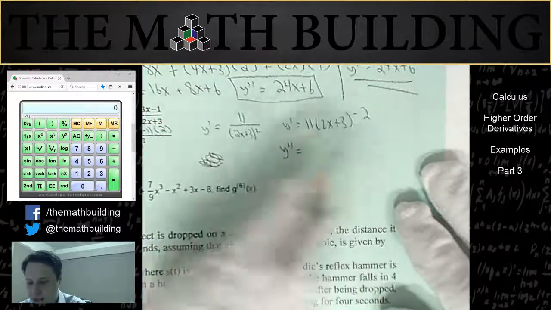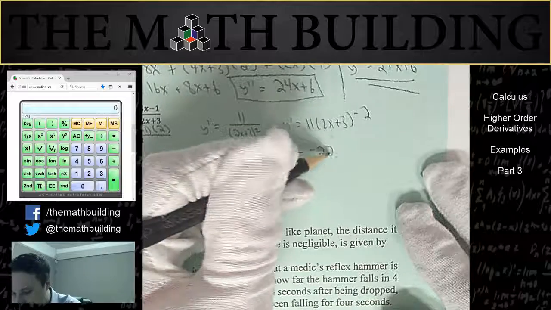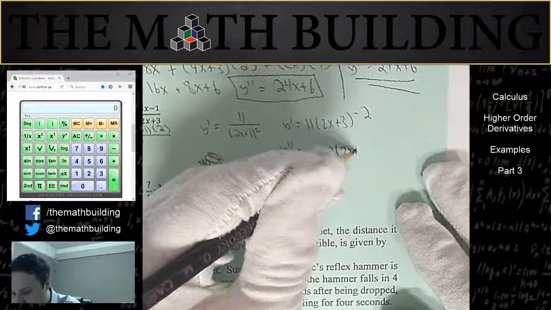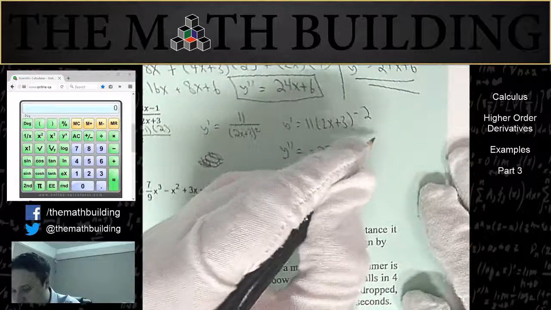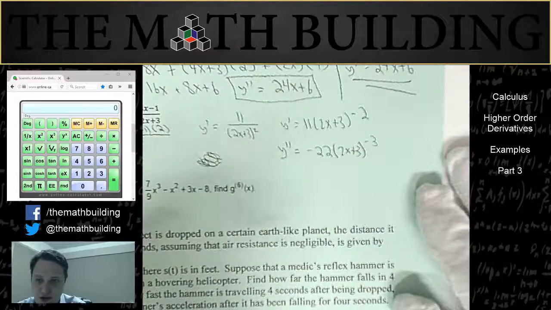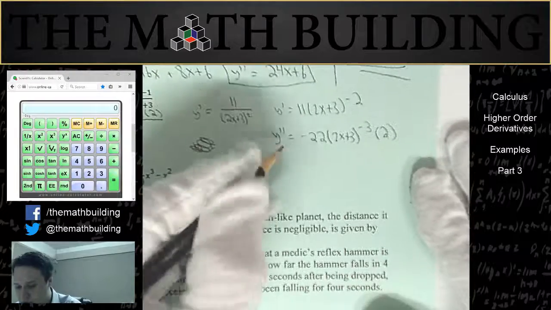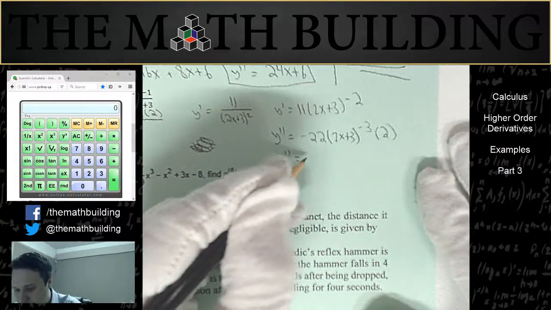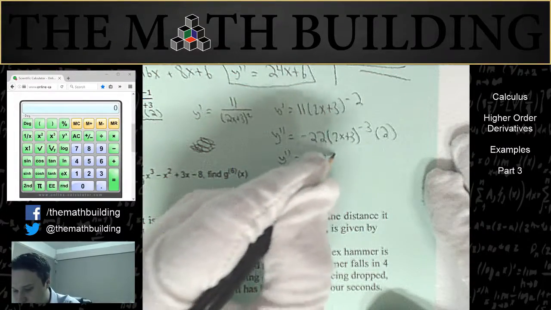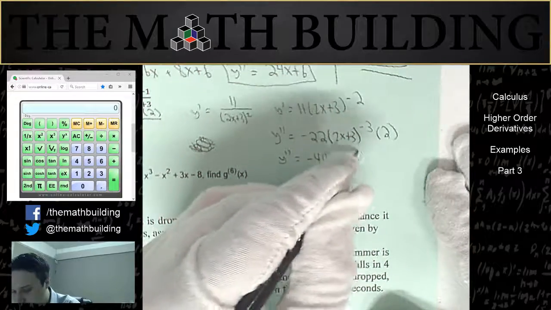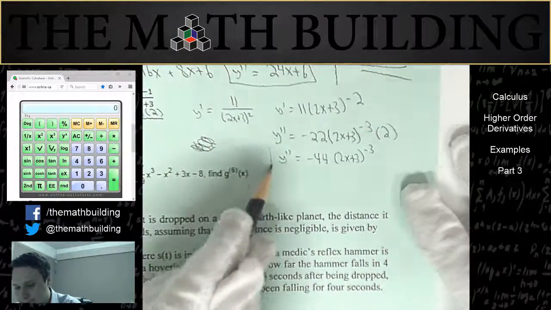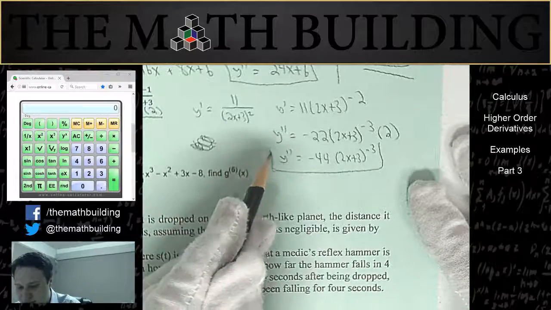So y prime prime, that's going to be negative 22 times 2x plus 3. Take off 1 power, so that's to the negative 3. And then times the derivative of the inside would be times 2. So the final answer is y prime prime equals negative 44 times 2x plus 3 to the negative 3. And if you want, you can move that down to the denominator.